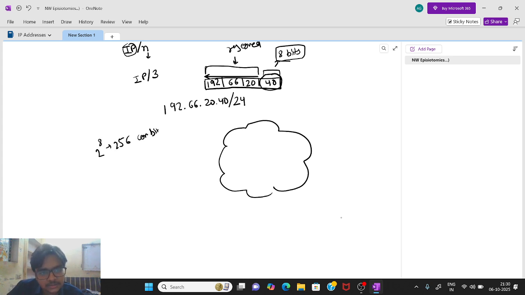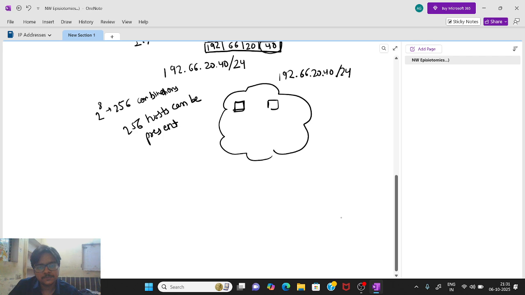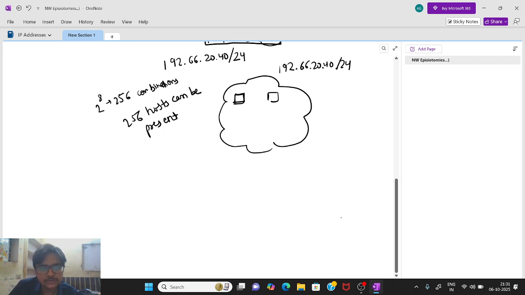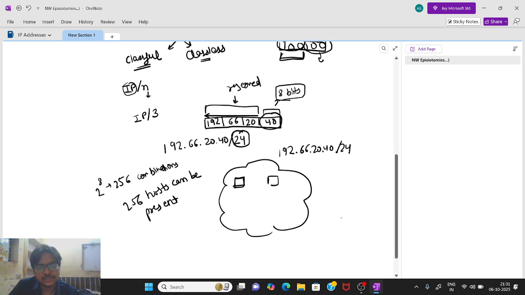That means 256 hosts can be present in your network. So this is your network, and this network is 192.66.20.40/24. Now there is a host. Now how do you assign the IP to this host? Don't change the first 24 bits, as it is mentioned here, the first 24 bits need to be reserved.